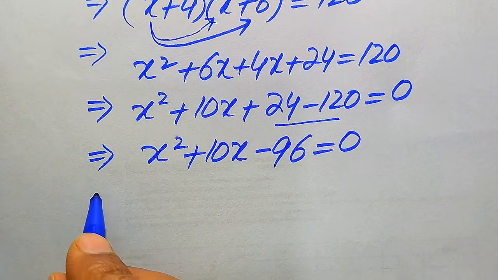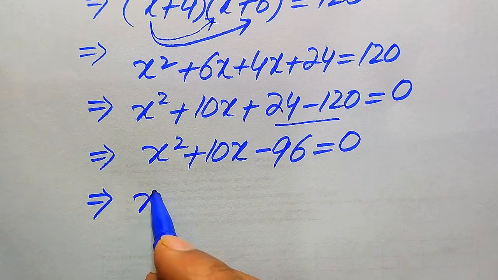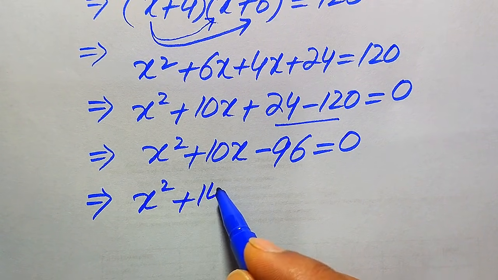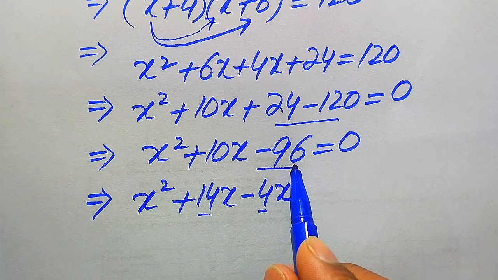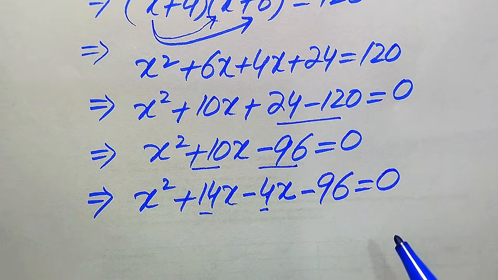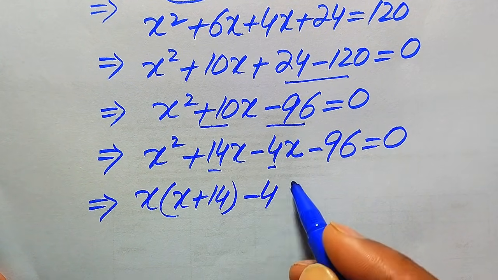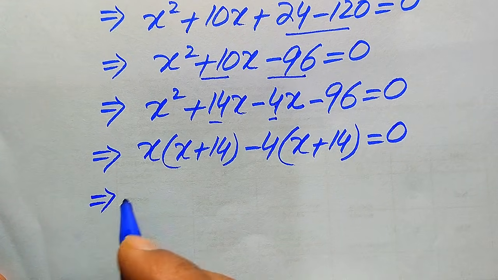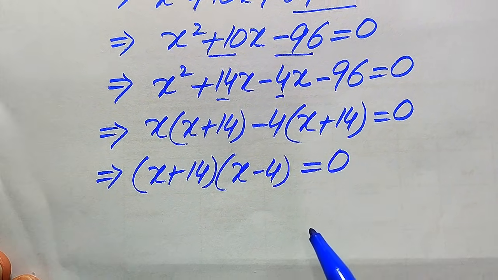And now in the next step we need to make the factors of this equation. For this we break its middle term. It becomes x square plus 14x minus 4x. We know that 14 multiplied by minus 4 becomes minus 96, and 14 minus 4 becomes plus 10. So this is minus 96, and this whole equation equals 0. Now in the first two terms we take x common, and the remaining value is x plus 14, and from the last two terms we take minus 4 common, and the remaining value is x plus 14, and this whole equation equals 0. Now we take x plus 14 common, and the remaining value is x minus 4, and this whole equation equals 0.